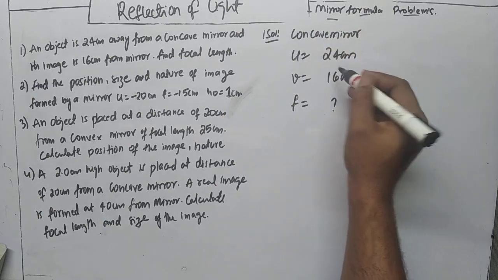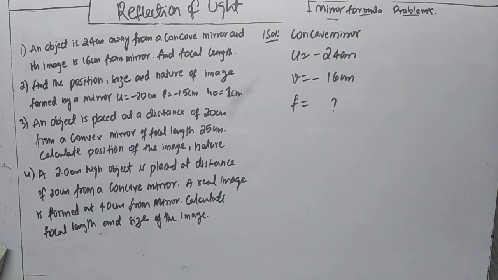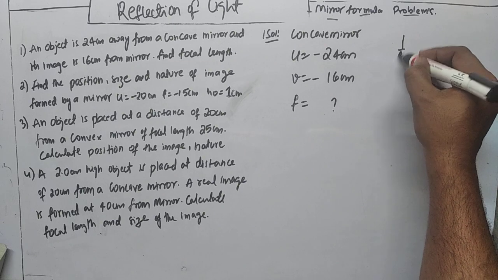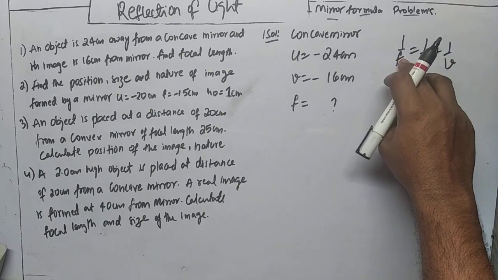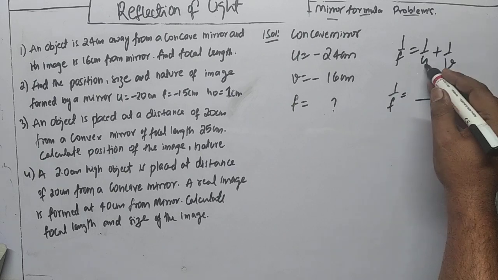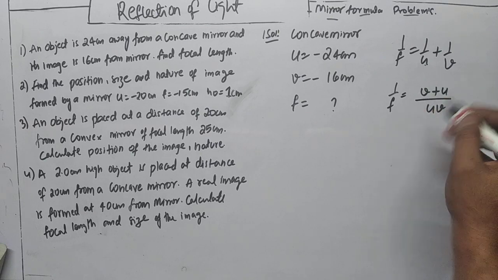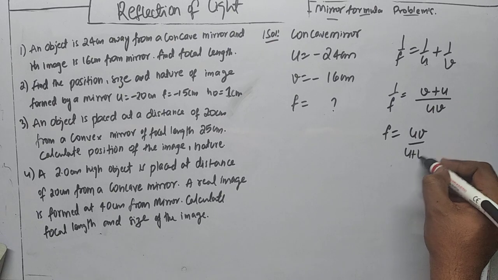In a concave mirror we know that all the values are negative, so we will get the f value as a negative value. We'll use the mirror formula: 1 by f is equal to 1 by u plus 1 by v. We need to find f. We can do a small simplification: the LCM of u and v gives u plus v. Make it reciprocal: f is equal to uv by u plus v.